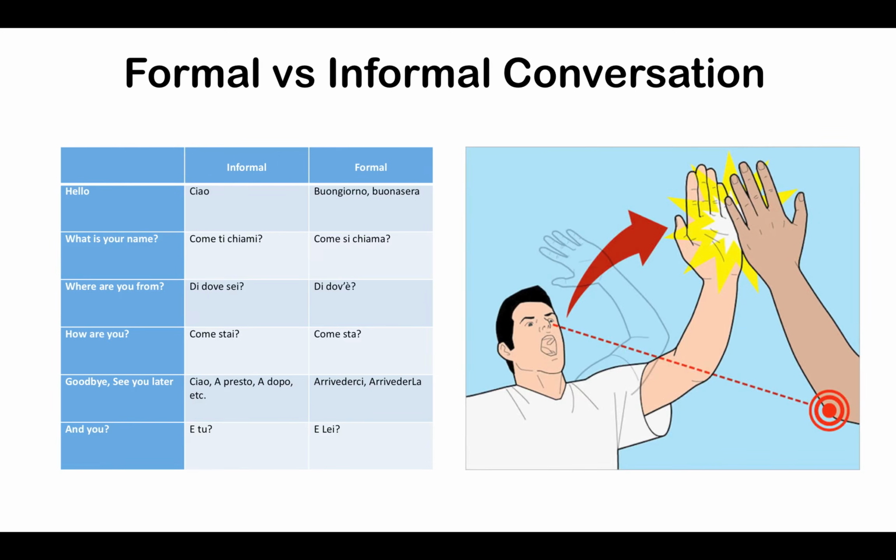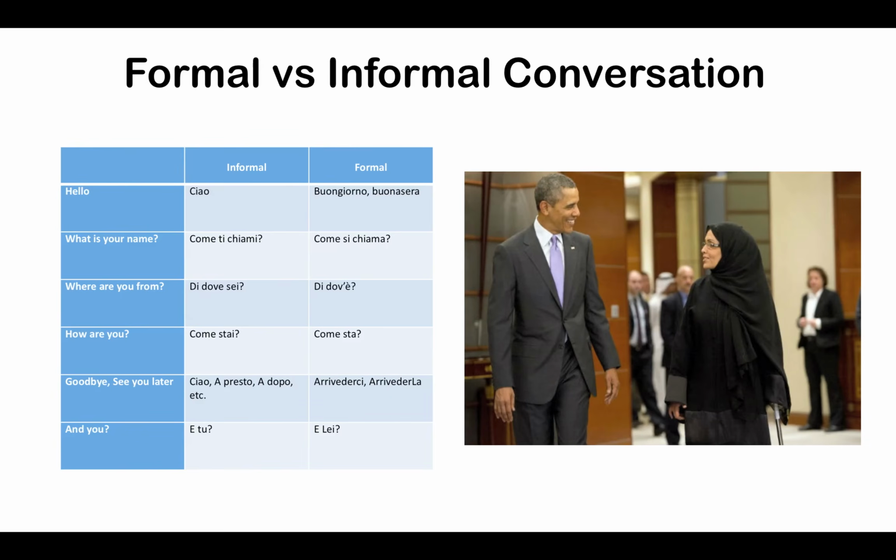And you? E tu? So, for example, if you wanted to say, or somebody asked you, come stai? You could respond and say, e tu? And that would reflect the question back to them. On the other hand, when we're in a formal situation, we have to use different vocabulary, different phrases, and different conjugations to ask the same questions.